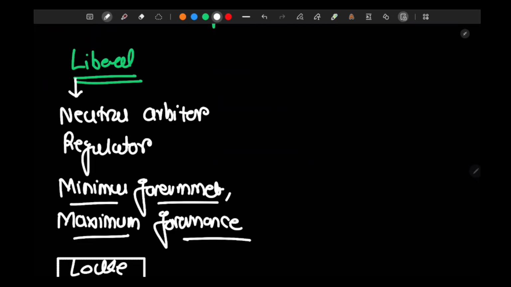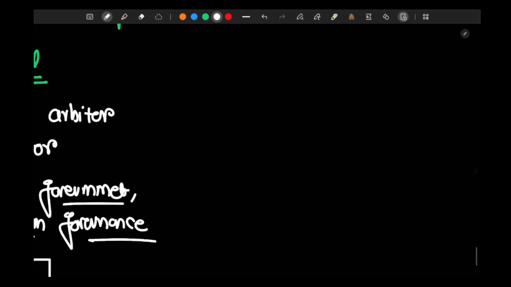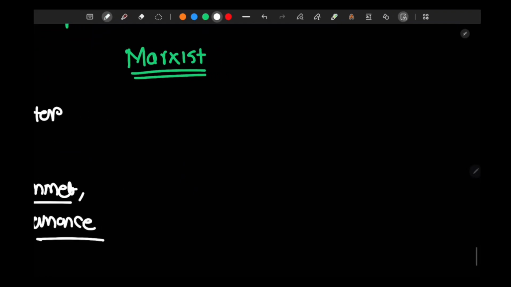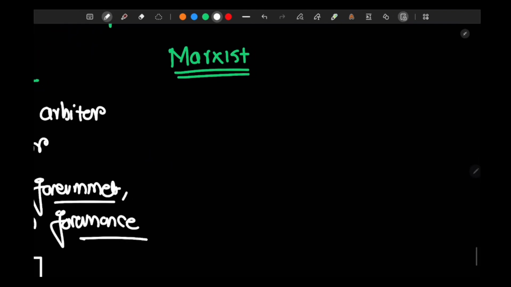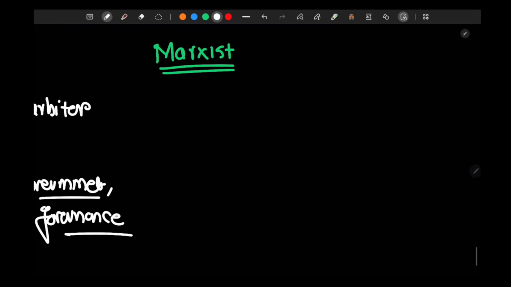Now we have to see, in comparison to liberal view, how Marxists view state. These kind of questions come. So how do Marxists view state? There are two views with respect to Marxism, with respect to state. First is instrumentalist view. I will first compare it to liberal view. We have understood instrumentalist and relative autonomy school, but again we will see it one more time.